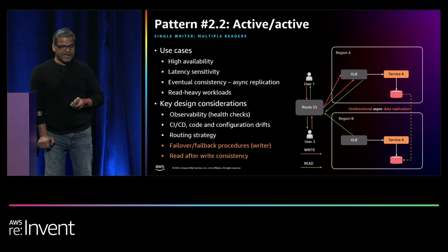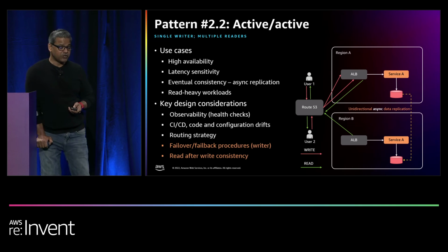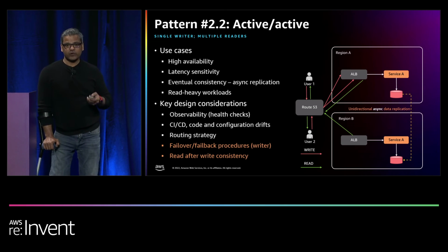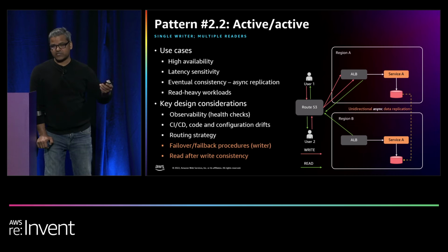Or if you have a read-heavy workload along with latency sensitivity, that could be another use case where this could be helpful. Again, in this pattern, we are talking about eventual consistency. So think about whether your workload can sustain the replication lag, which will be there even in the case of Aurora Global Database, or if you choose to use any other relational database. There will be that replication lag that you need to think about, whether your application can sustain that.